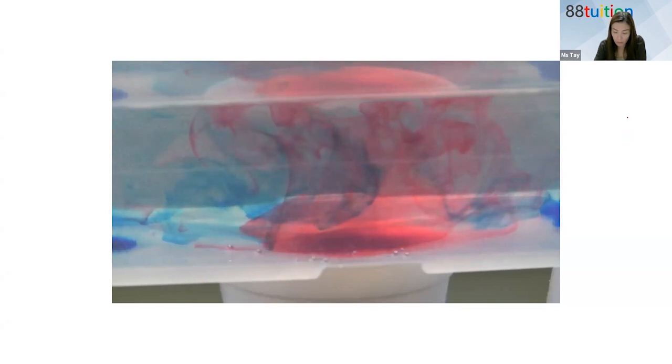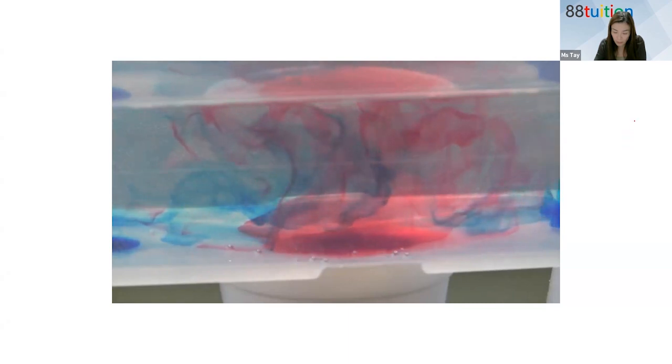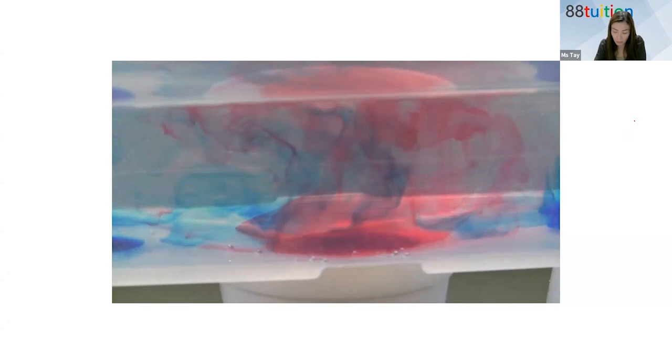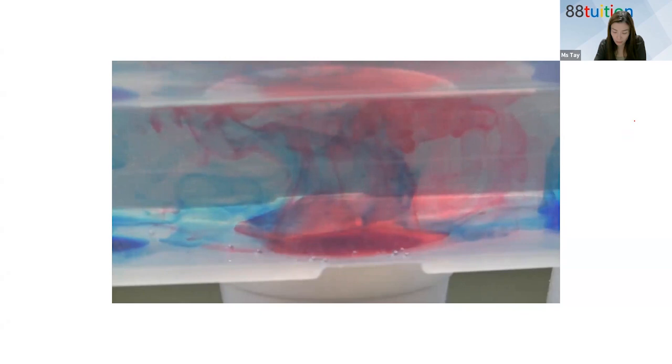And so that's creating an area of low pressure as the hot air rises. And as it rises, we can already see that the blue food coloring, which represents the cold air, is moving in to replace the warm air that is rising. So it's moving into that area of low pressure. And that is a good representation of convection, which creates air movement or wind.